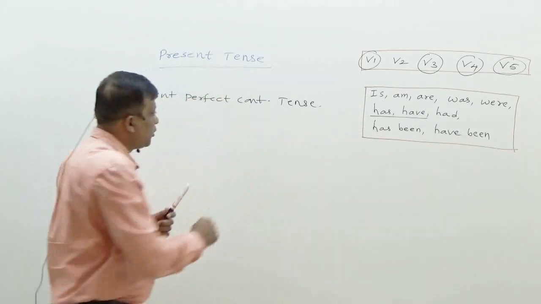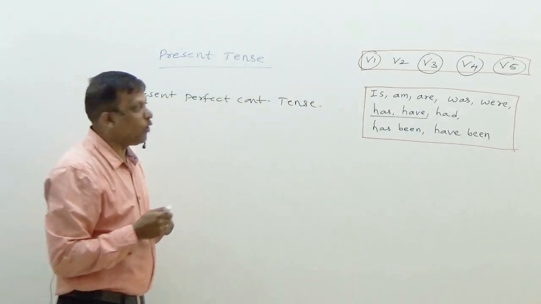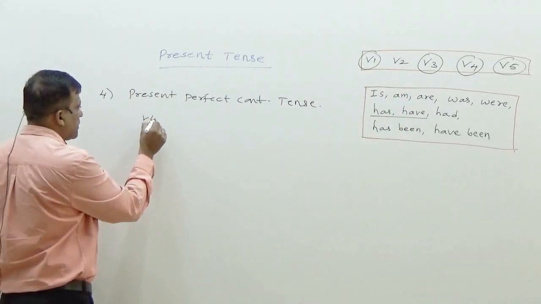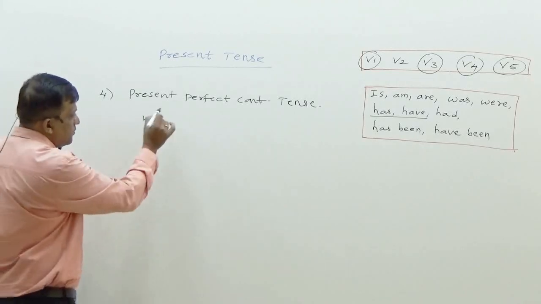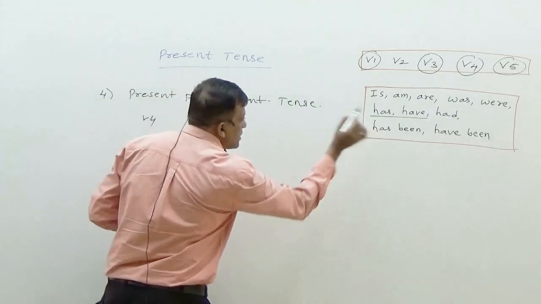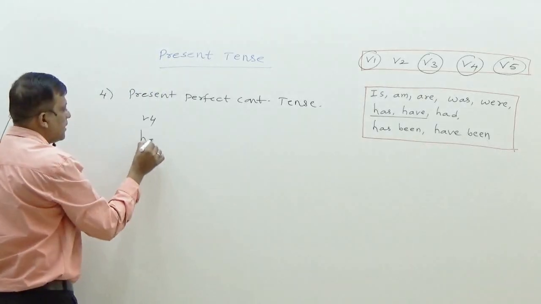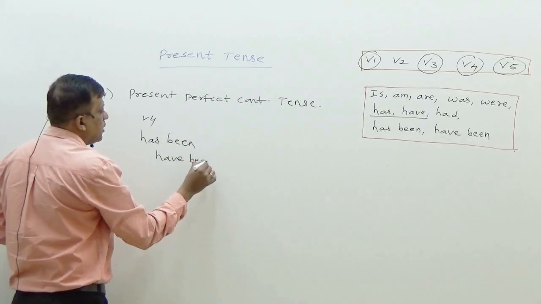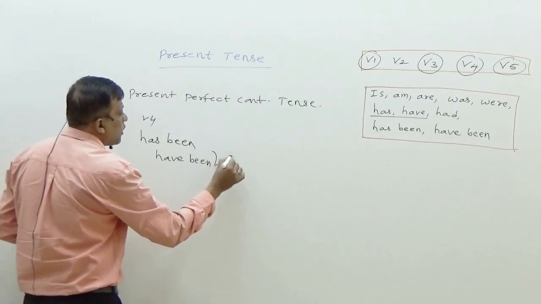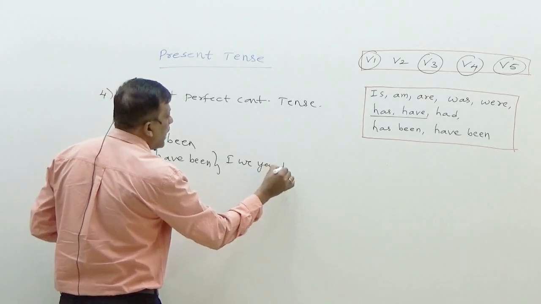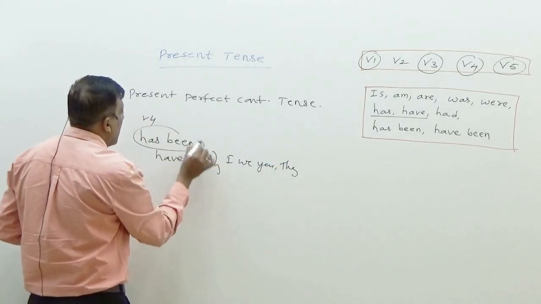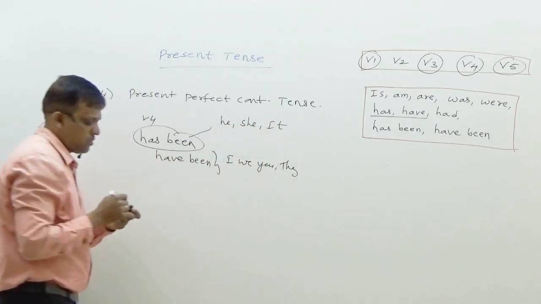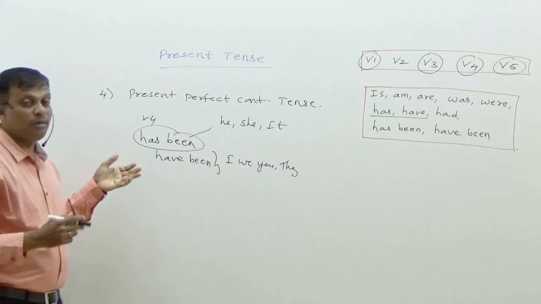Then I have told you already, in any continuous tense we always use V4, that is the ing form. V4 is used here. Then in present perfect continuous tense we use these helping verbs, has been and have been. So this have been is used for I, we, you and they. And this has been is used for he, she, it, or any names. Now let us have a look at some examples.